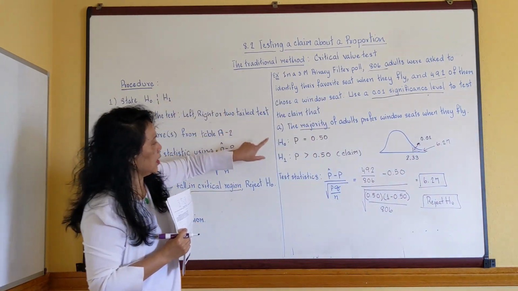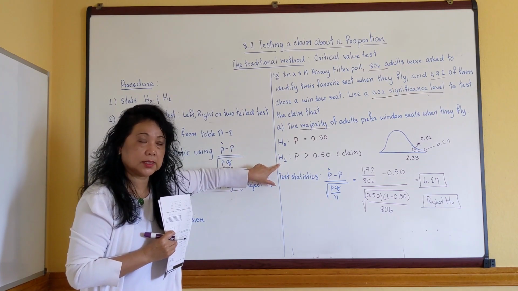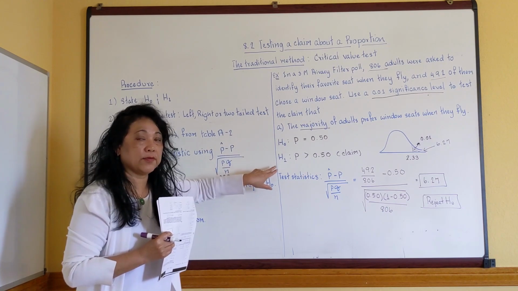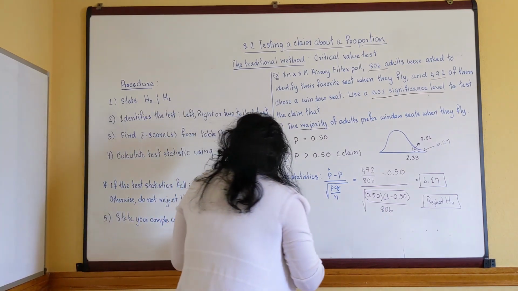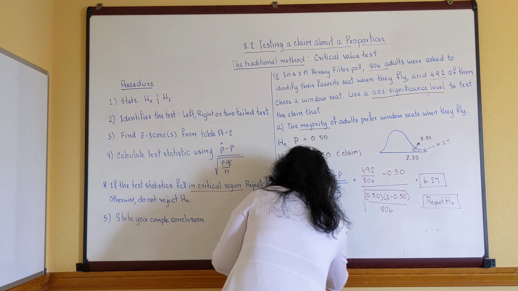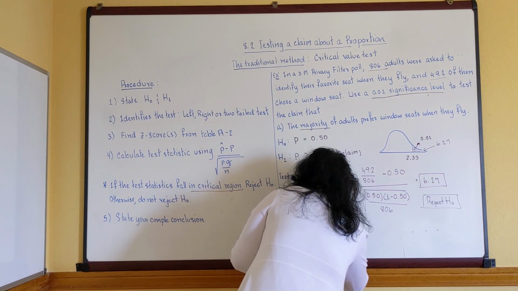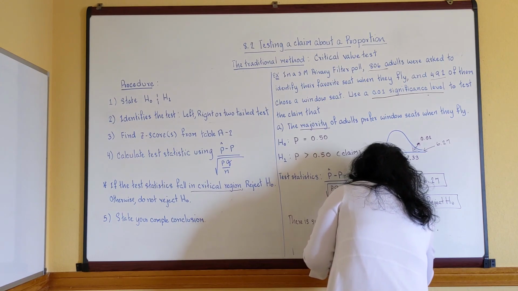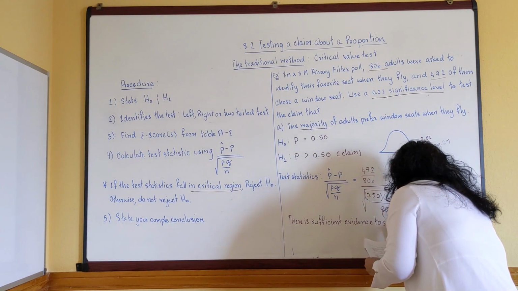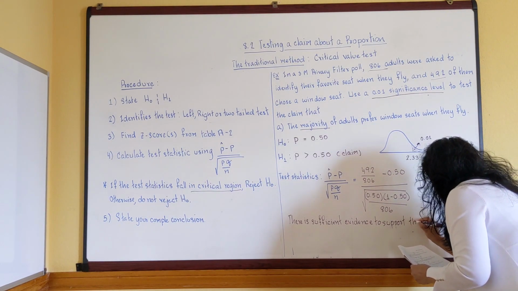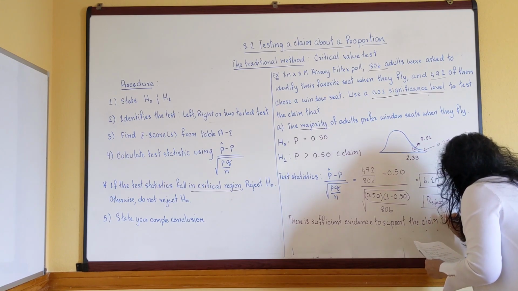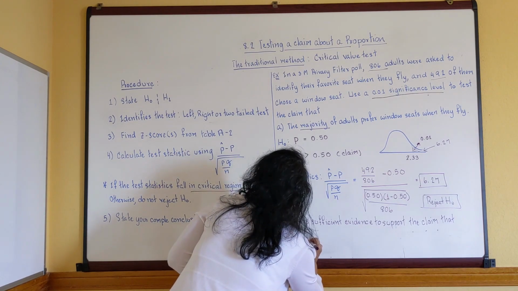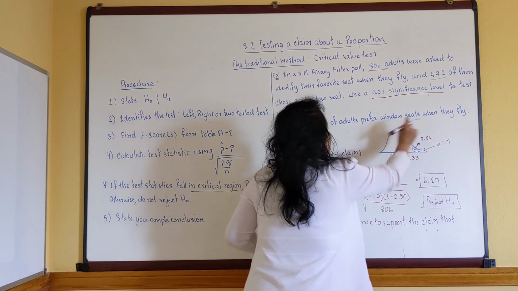You have the null hypothesis and the alternative hypothesis. Because you reject H naught, and the alternative is the claim, you have enough evidence to support the claim. So you're going to say there is sufficient evidence to support the claim that the majority of adults prefer window seats when they fly.